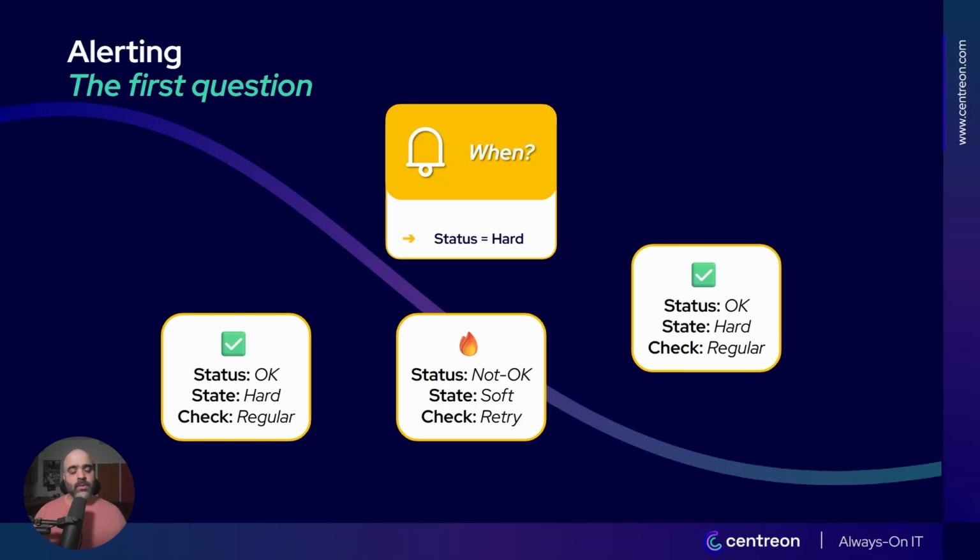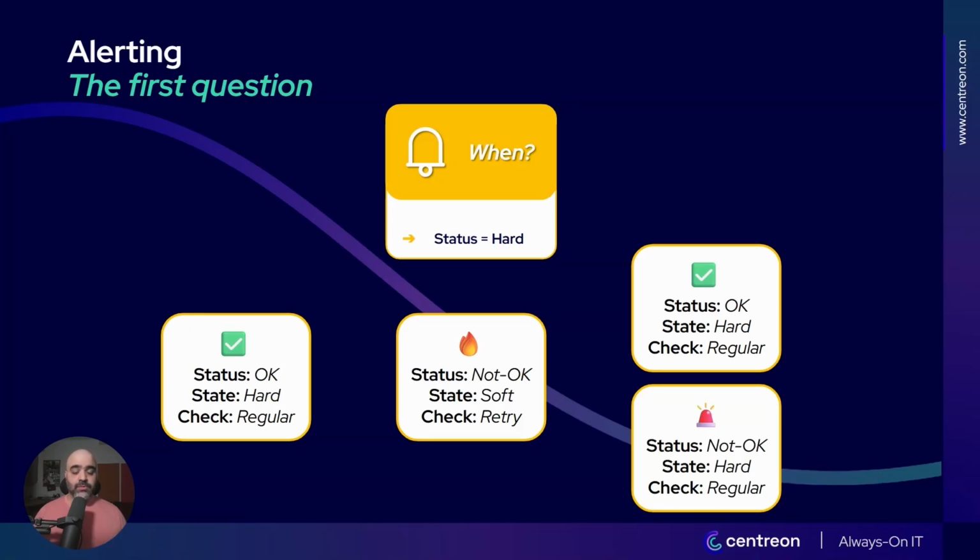But let's say in those 3 retries, all of them came back with an incident, came back with an error. In that case, we will set the status to not okay, either critical or warning, according to your rules. But we will change the state to hard, because now it's confirmed that we have an issue in this device, in this host, on this service. And we come back to our regular checks. So every 5 minutes, we will send another check to see if the status is back up or not.